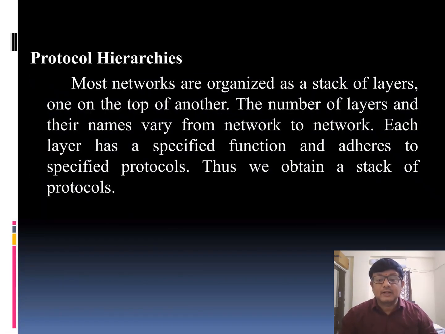Most networks are organized as a stack of layers, one on top of another. The number of layers and their names vary from network to network. Each layer has a specified function and adheres to specified protocols. Thus, we obtain a stack of protocols.